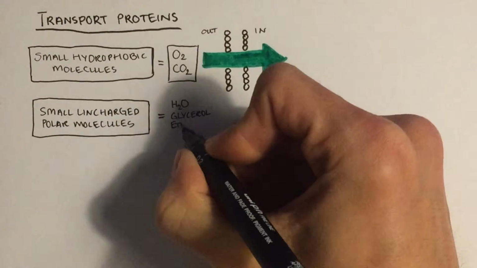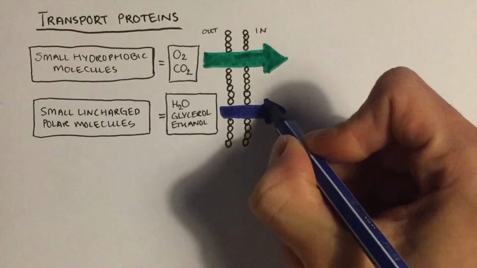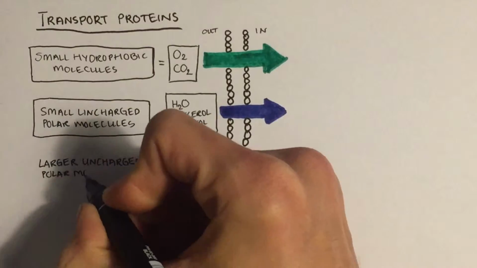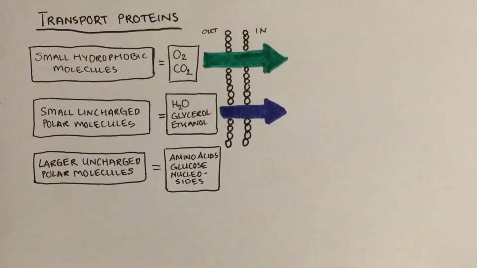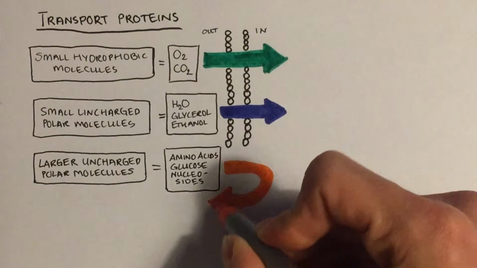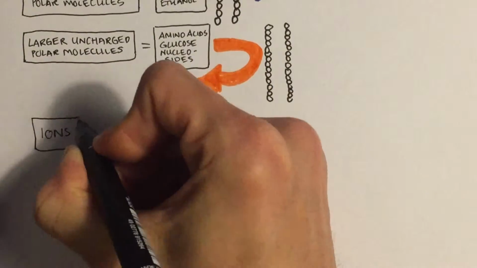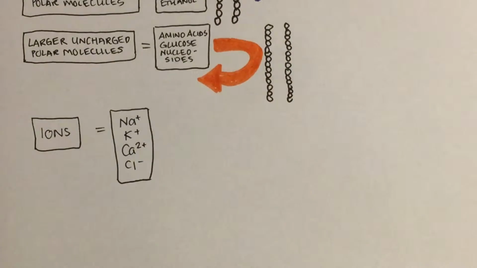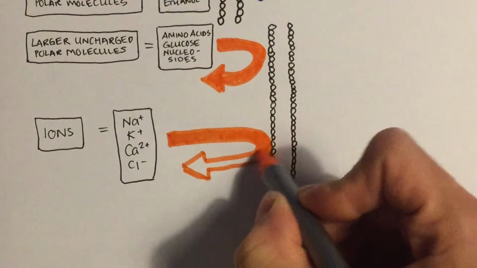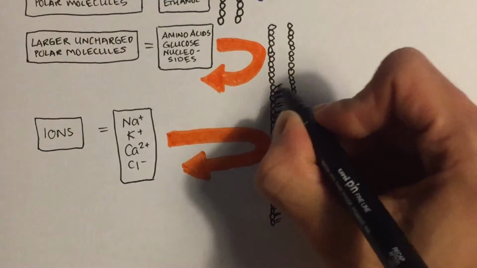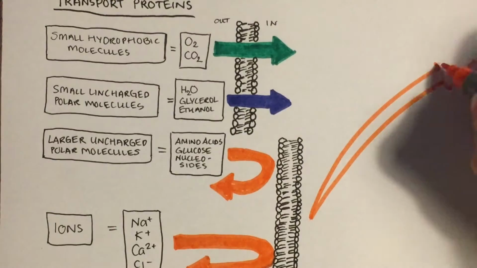Small hydrophobic molecules such as oxygen, carbon dioxide and nitrogen are able to diffuse freely across the membrane. Small uncharged polar molecules such as water, glycerol and ethanol are also able to diffuse. But when the molecules get bigger in size, like amino acids, glucose or nucleosides, or when they are charged like ions, they are no longer able to diffuse.